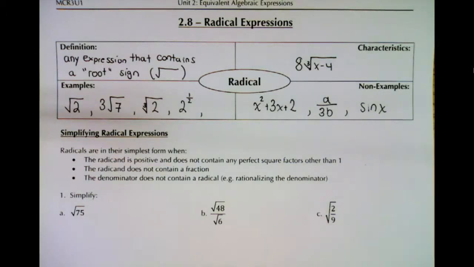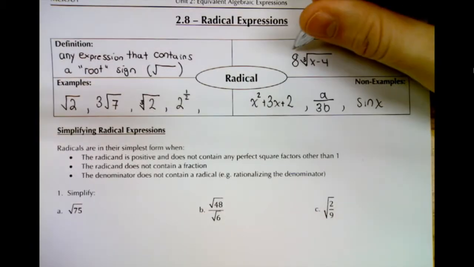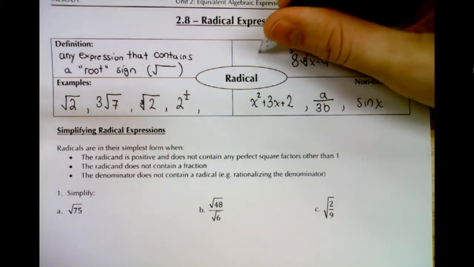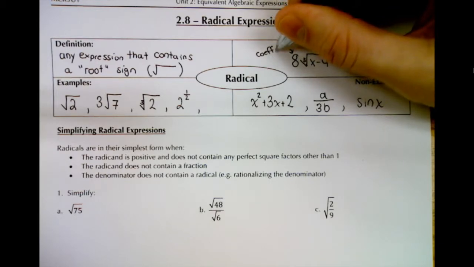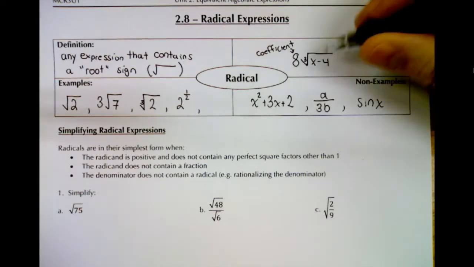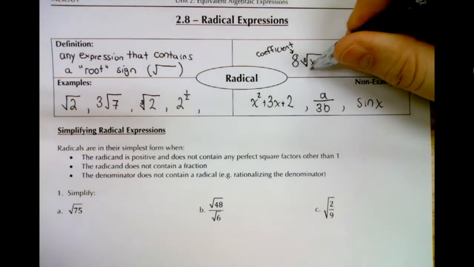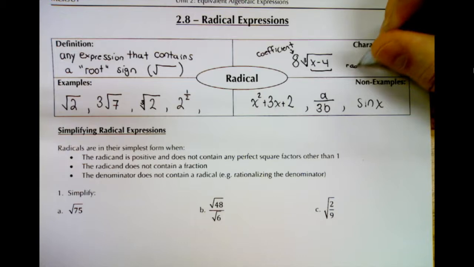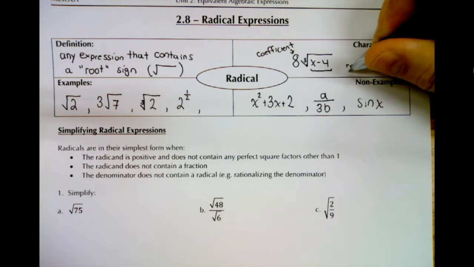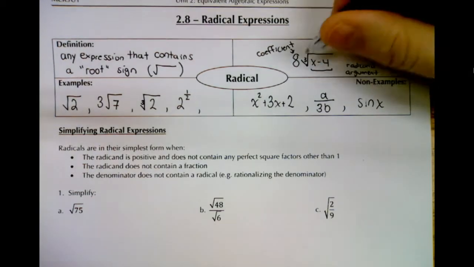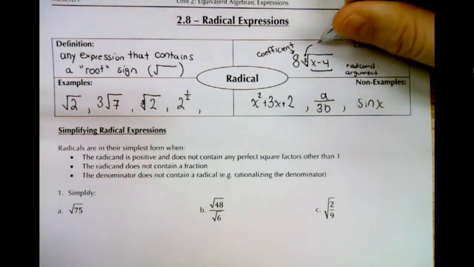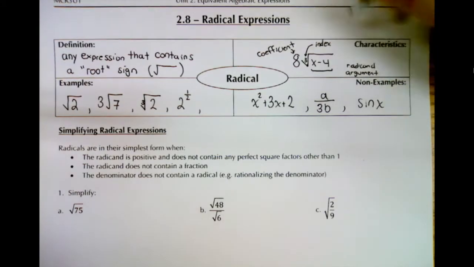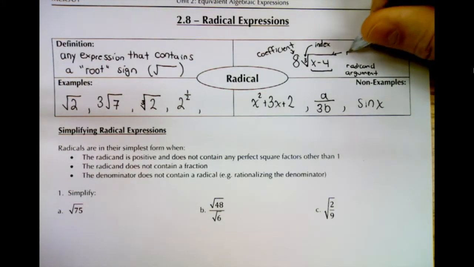In terms of characteristics, you can have a few different parts to a radical. You can have a number in front multiplying, and that's called a coefficient. The expression inside the root, this x minus 4, has two names. It can be called the radicand or the argument. What root you're taking, in this case the third root, is called the index, and the actual root sign is the radical.